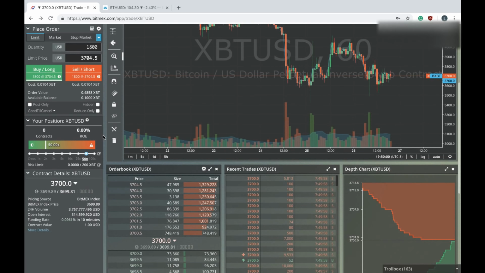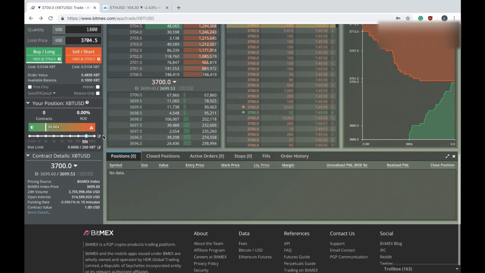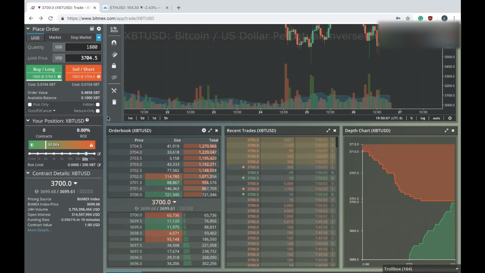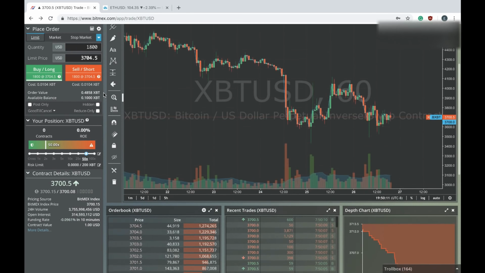But keep in mind that the liquidation is just of the position that you would currently be in, and you can't lose anything more from your balance. You can only lose what was in that position.